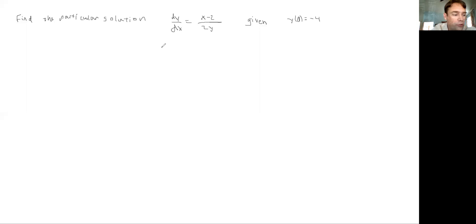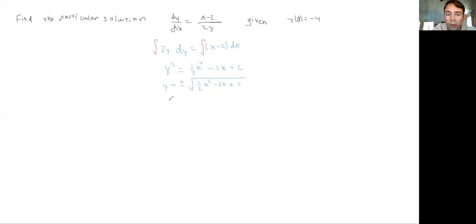So if I separate my variables, I get 2y dy equals (x minus 2) dx. So we separate our variables. Now we integrate both sides. And I end up with y squared equals 1/2 x squared minus 2x plus c. Got to get y by itself. So y equals the plus or minus of the square root of 1/2 x squared minus 2x plus c.